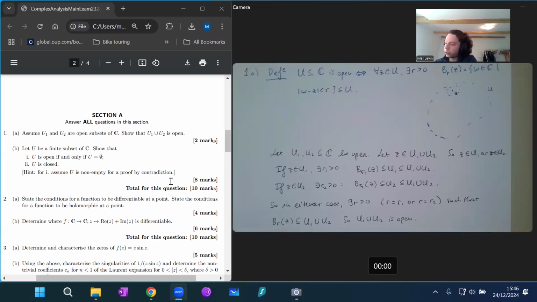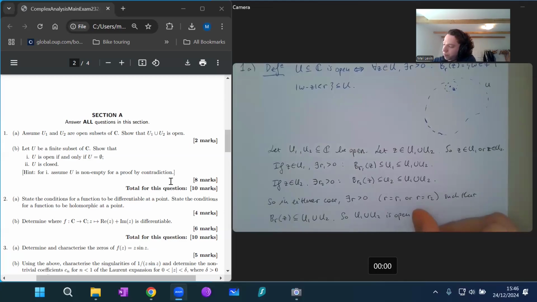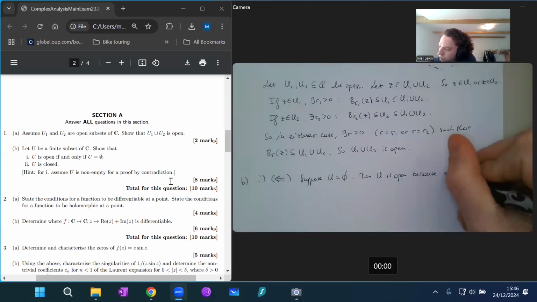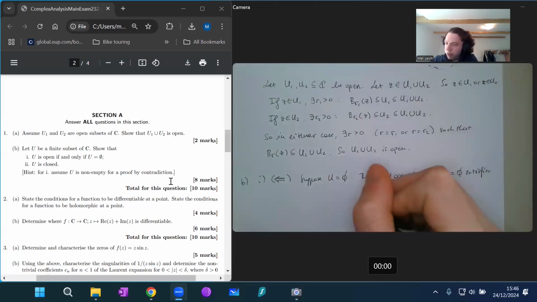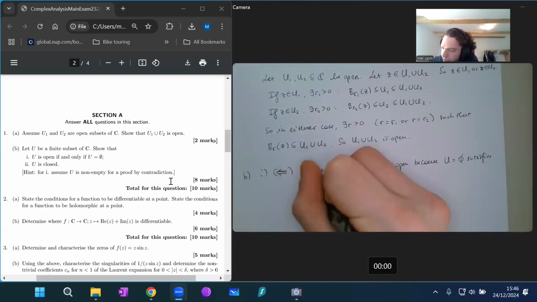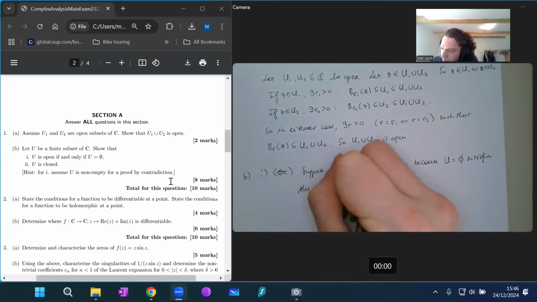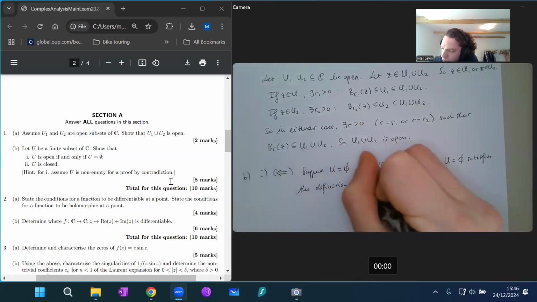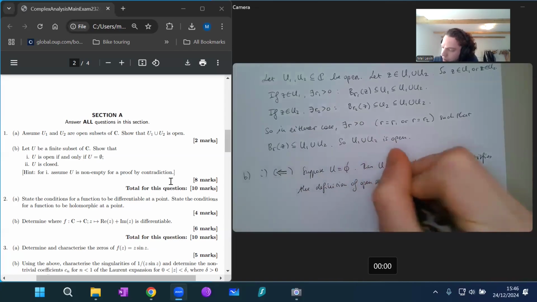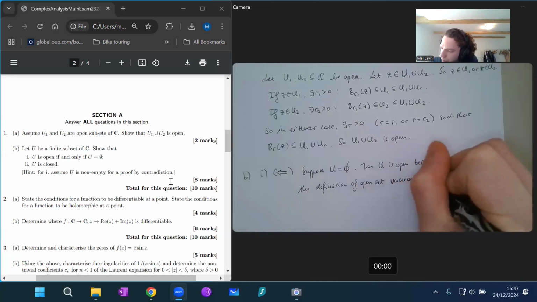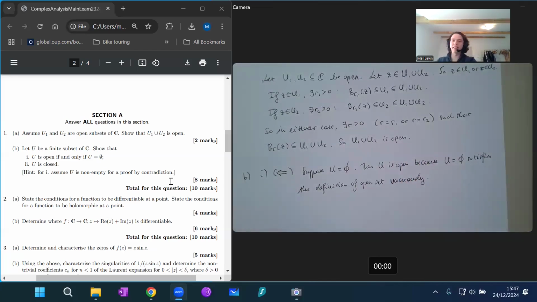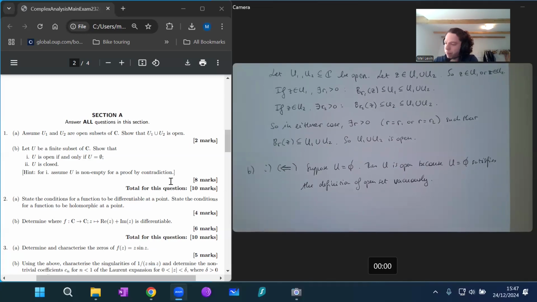Then U is open because U equals the empty set satisfies the definition of open set vacuously, we can call it. So that's okay, that's fine.